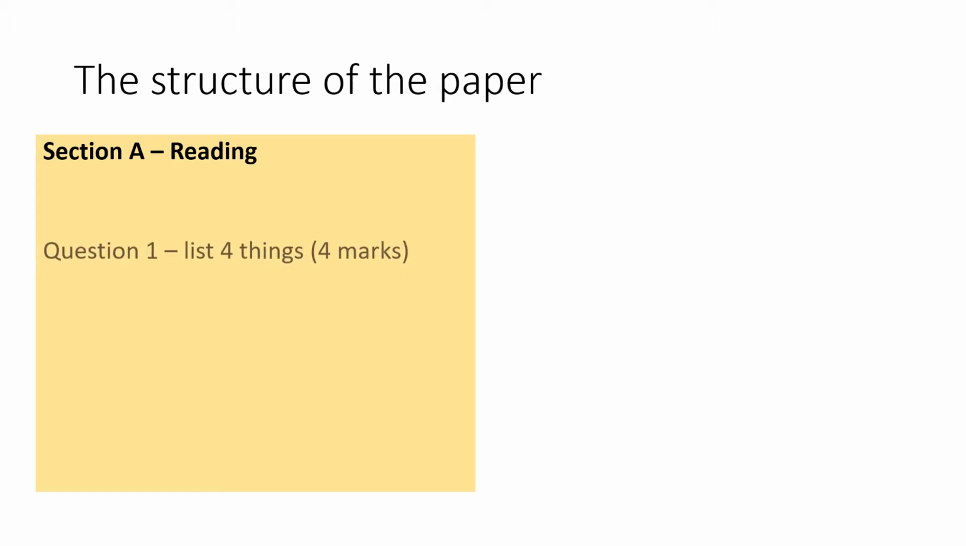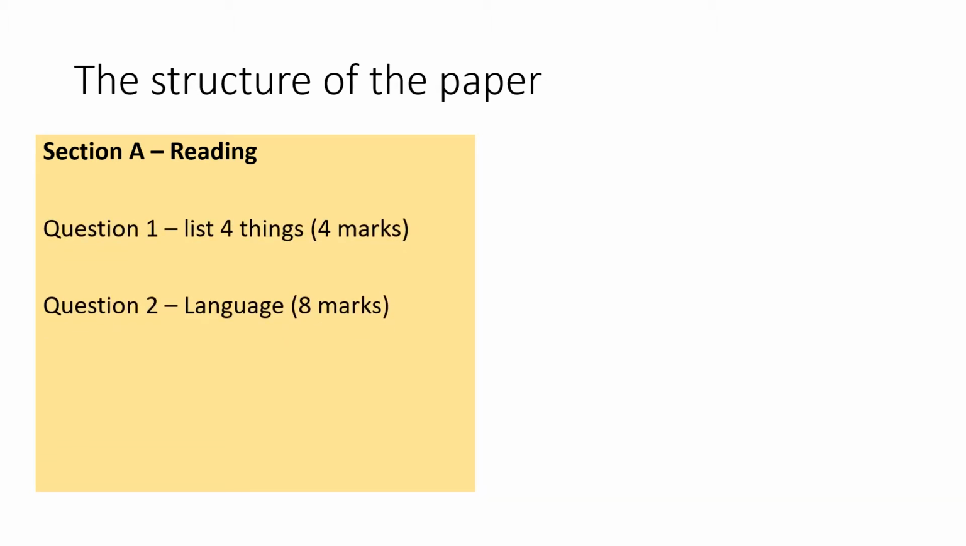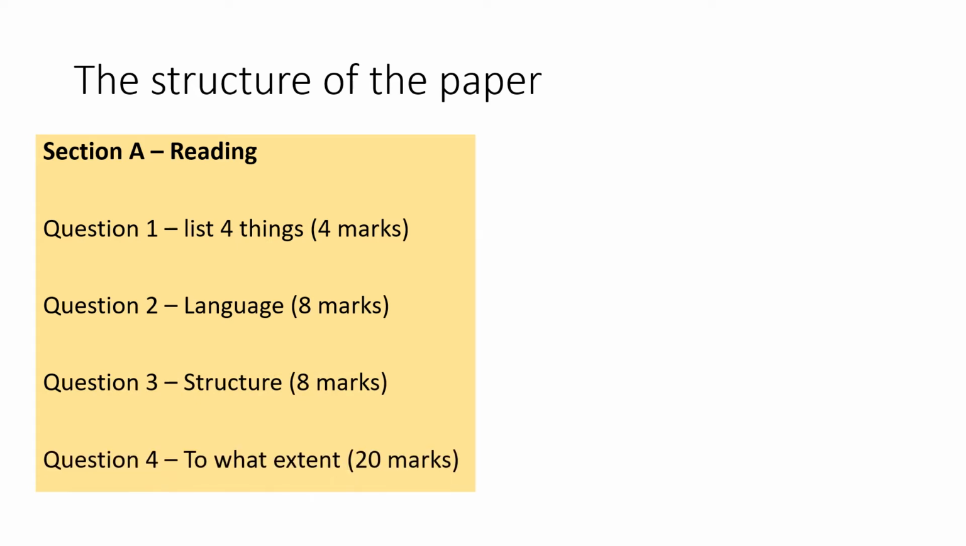I'll quickly recap the structure of the paper again, which I did in my last video too. Section A is the reading section where you're given an extract from a fiction, normally a novel. It could be a short story, and you are asked 4 questions. Question 1 is to list 4 things. Question 2 is about how the writer uses language for particular effect. Question 3 details how the writer has structured the extract to interest the reader. And then the question we're looking at here, question 4, the to what extent question, a 20 marker.